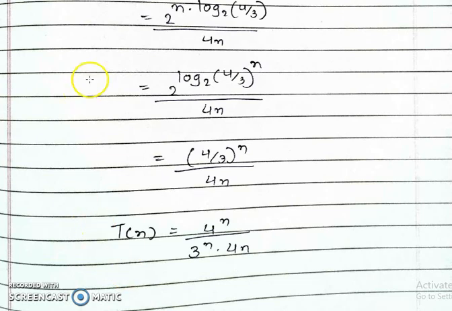So here we also write this like 4 by 3 whole raised to n. So we get T of n is equal to 4 by 3 whole raised to n divided by 4n. Then also write T of n is equal to 4 raised to n divided by 3 raised to n into 4n. So we get the final solution of our equation: T of n is equal to 4 raised to n divided by 3 raised to n into 4n.